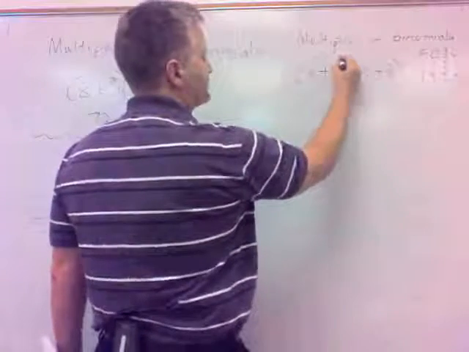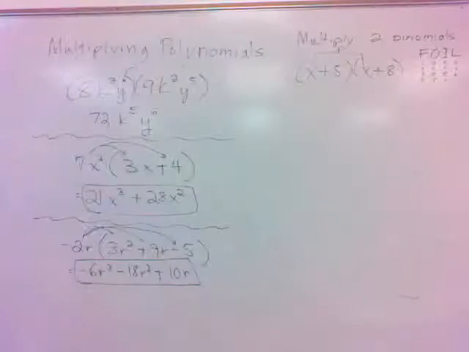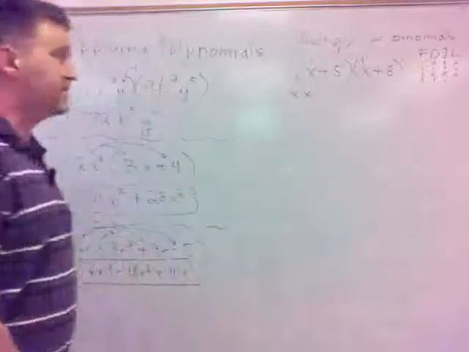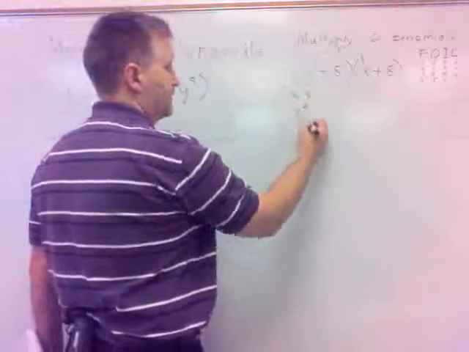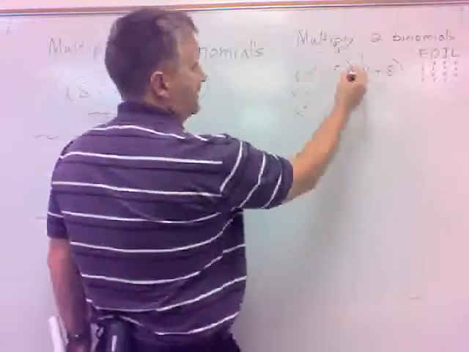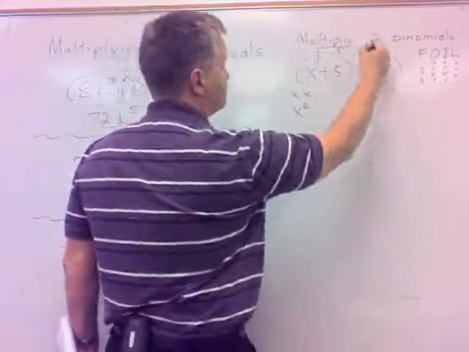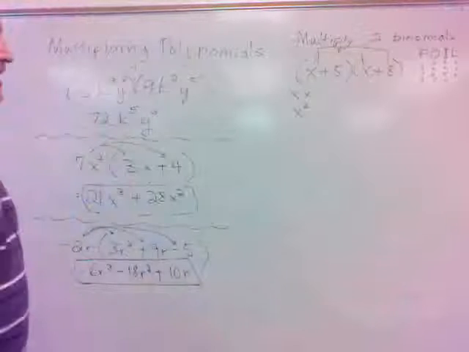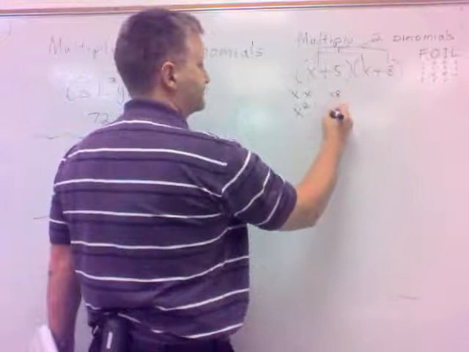The first, the F, is the x times the x. Of course, that's x to the first times x to the first, so that's x squared, isn't it? Then we have to multiply the outers, meaning the outer 2 in the parentheses there. So that's x times 8. We usually say 8x, don't we?